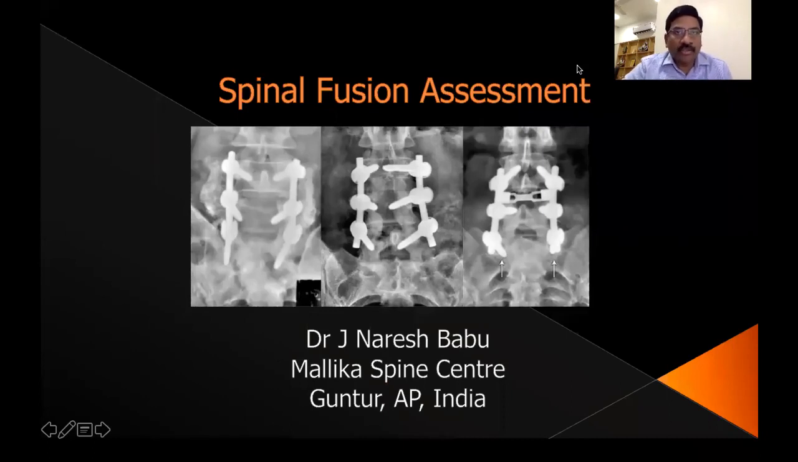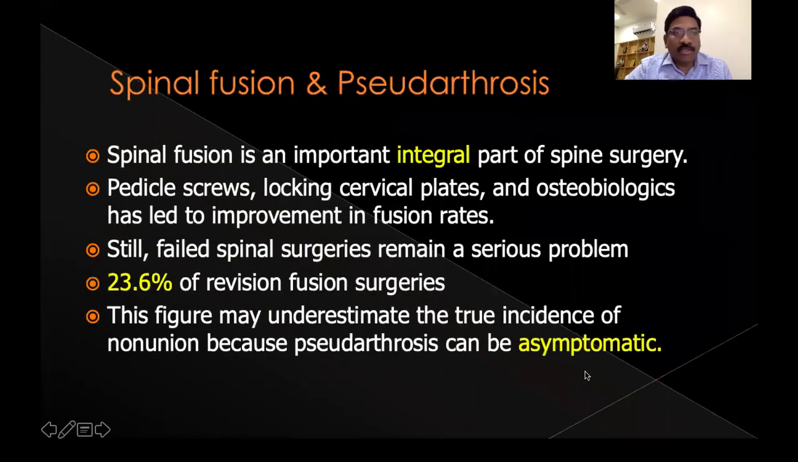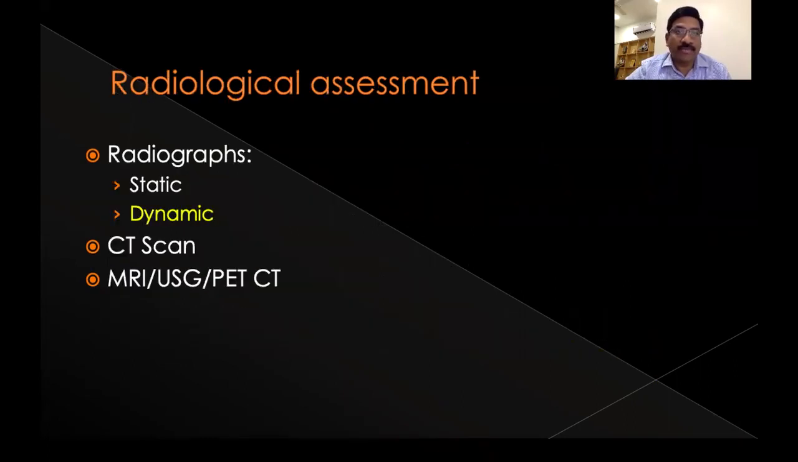Good afternoon. My topic for the day is on spinal fusion assessment. So we all know that spinal fusion is an important integral part of routine spine surgeries. With the advent of pedicle screws and powerful instrumentations and osteobiologics, the fusion rates have tremendously improved, but still there are chances of spinal fusion failures, which is a serious concern. This can be up to 23.6% revisions, which are due to failure of the fusions. So this figure may underestimate the true incidence of non-union because pseudoarthrosis can be asymptomatic as well.